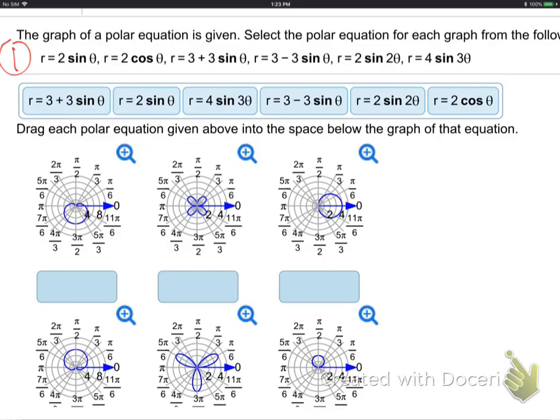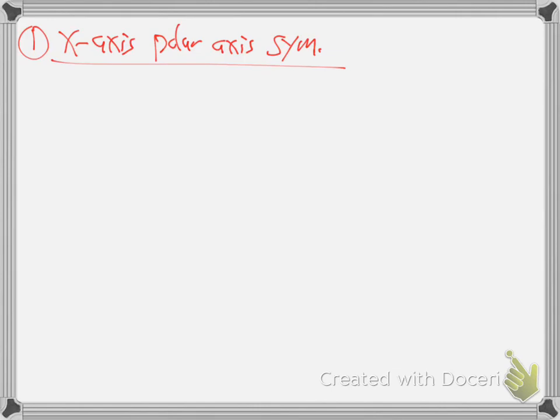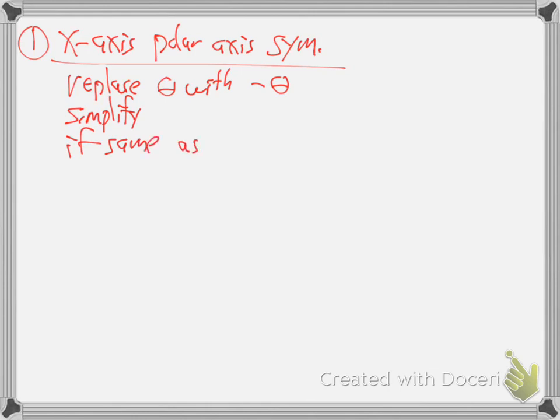up. Here, actually, it looks like you guys are still copying down. So it'll be a good time for me to write out the first one, so it's on the video. The x-axis or polar axis symmetry test. What is it? Replace theta with negative theta. Simplify. If it's the same as the original, then it's yes.